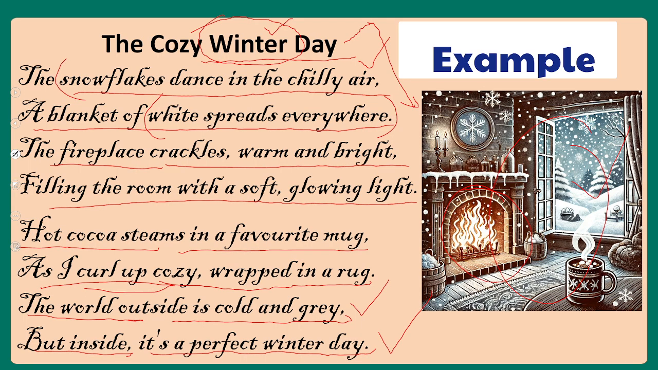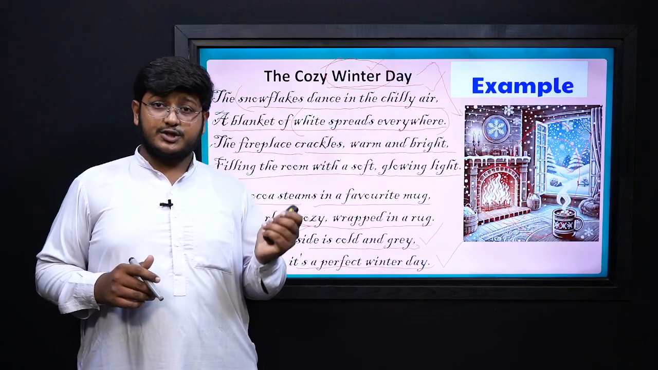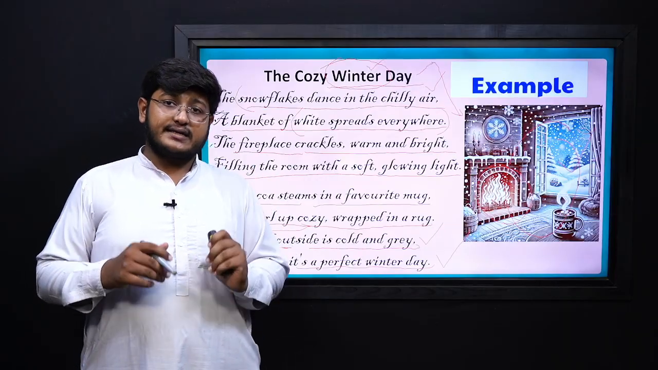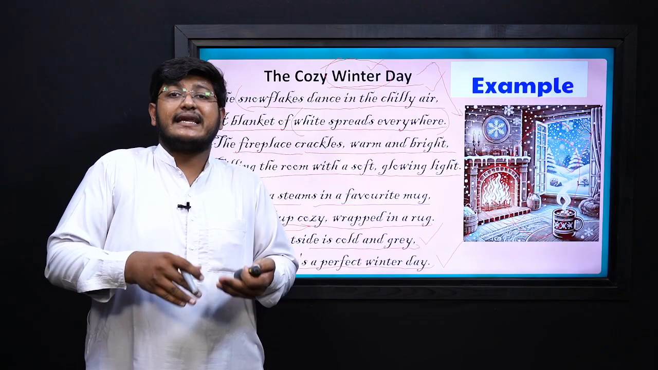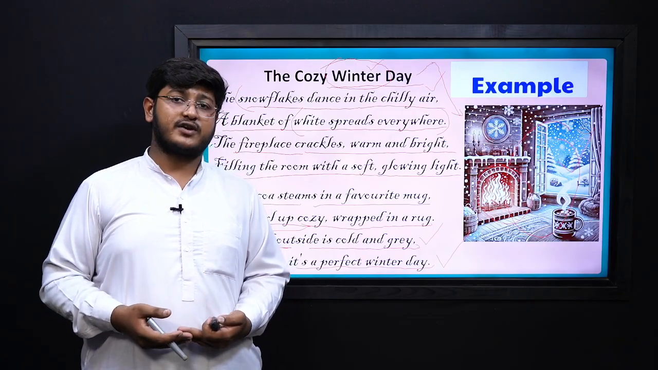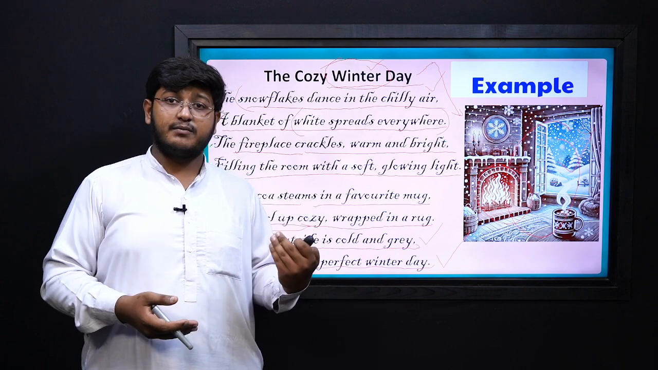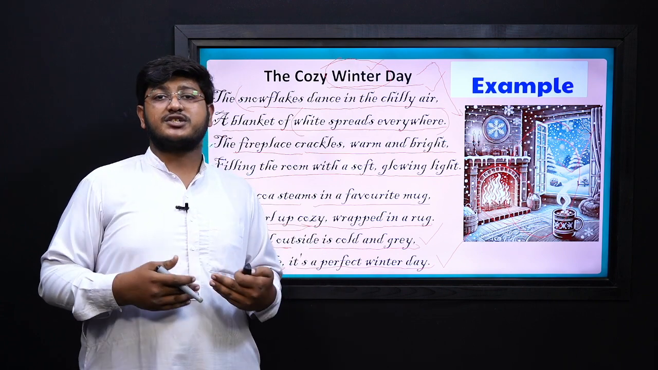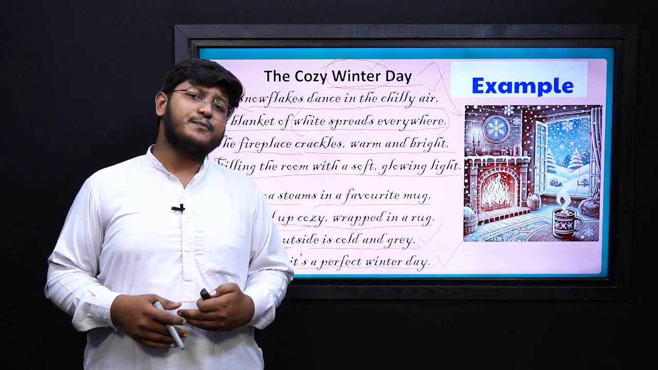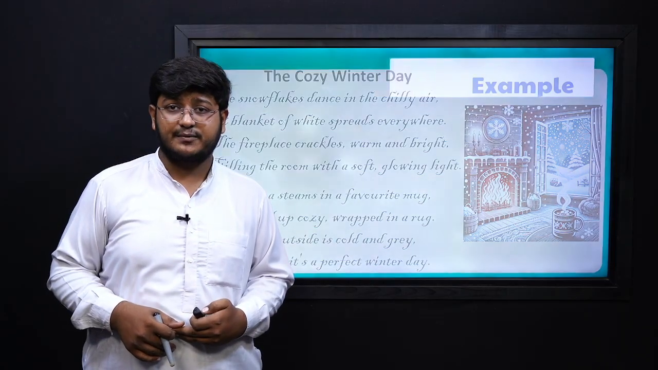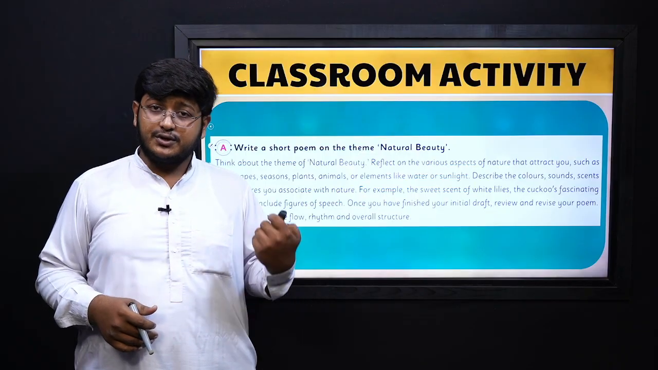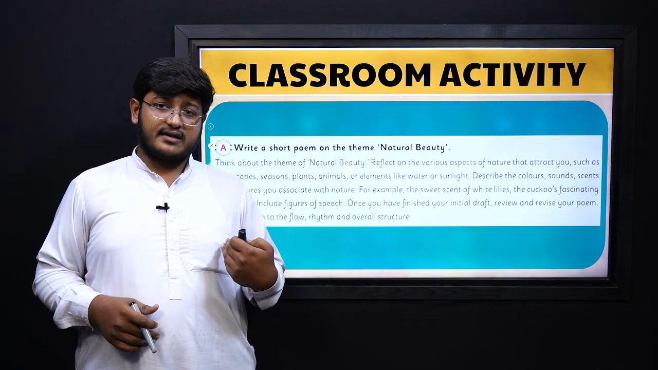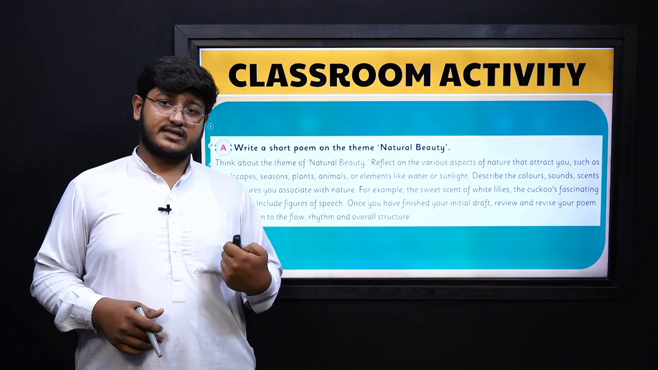So what is the main idea? Because the poem is centered upon winter, we can say that the main idea of the poem is winter, or the beauty of winter, or the life during the winter. Such phrases can be considered the main idea, because this is the main message conveyed in this poem. So I hope you guys have understood how to write a descriptive poem and how to deduce the main idea of any poem. So use your understanding of these SLOs and attempt this classroom activity.